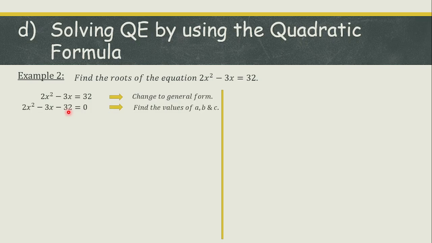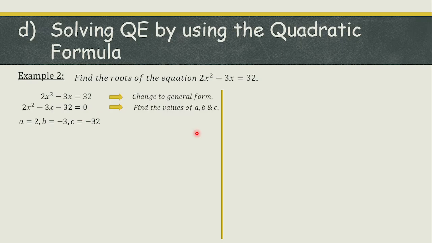Okay, next one. Dahil nasa general form na siya, pwede na natin i-perform si step 2. Find the values of A, B, and C. So, again, yung quadratic term natin is 2x squared, so it means the value of A is 2. The linear term natin is negative 3x, so the value of B is negative 3. Then the constant is negative 32, so the value of C is negative 32.